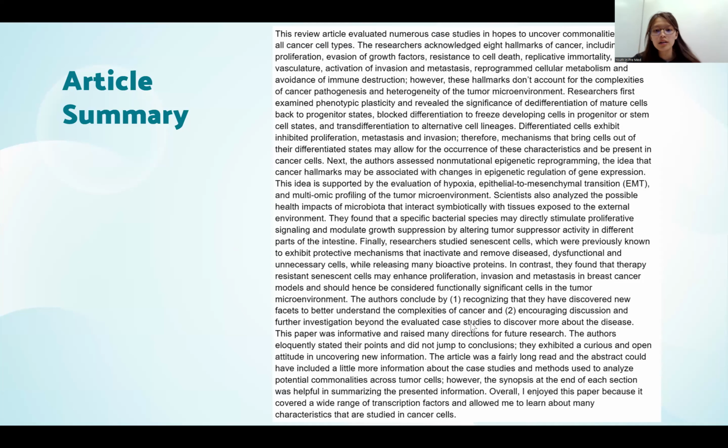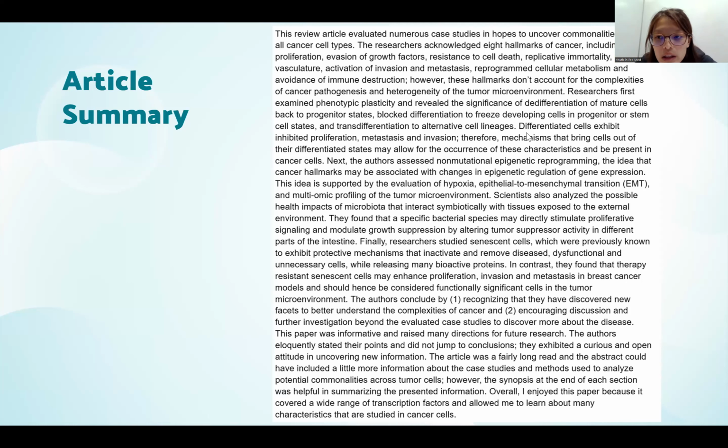Okay, so as I mentioned before, when I highlighted the 8 hallmarks of cancer, I included this in my summary. So I talked about proliferation, growth factors, resistance to cell death, and these were all mentioned in the paper. I also mentioned the limitations, like how the hallmarks don't account for everything, because cancer is a really complex disease, and even though the model can help simplify it, it doesn't account for all the complexities within the disease.